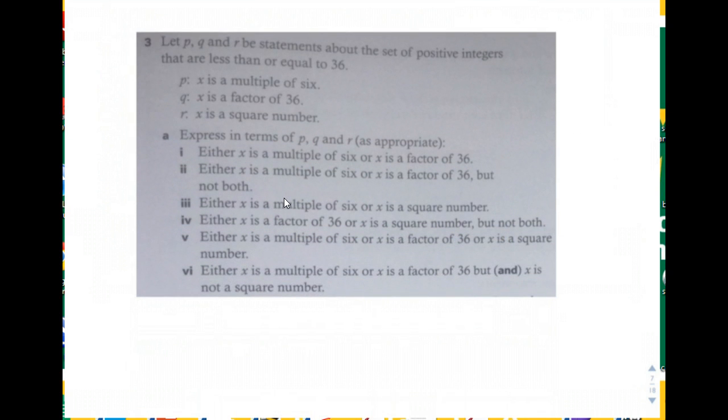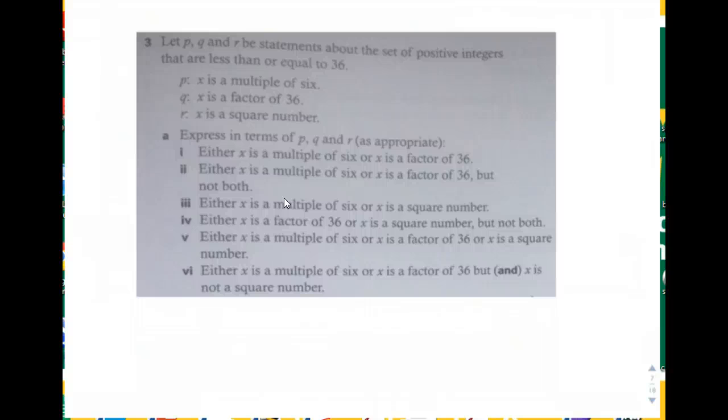Let P and Q and R be statements about the set of positive integers that are less than or equal to 36. Okay, integers less than or equal to 36. So that would be 1, 2, 3, all the way to 36. P says X is a multiple of 6, which would be 6, 12, 18. Q says X is a factor of 36, which would be 1, 6, 4, 9, 12, etc. R says X is a square number. Express in terms of P, Q, and R as appropriate.